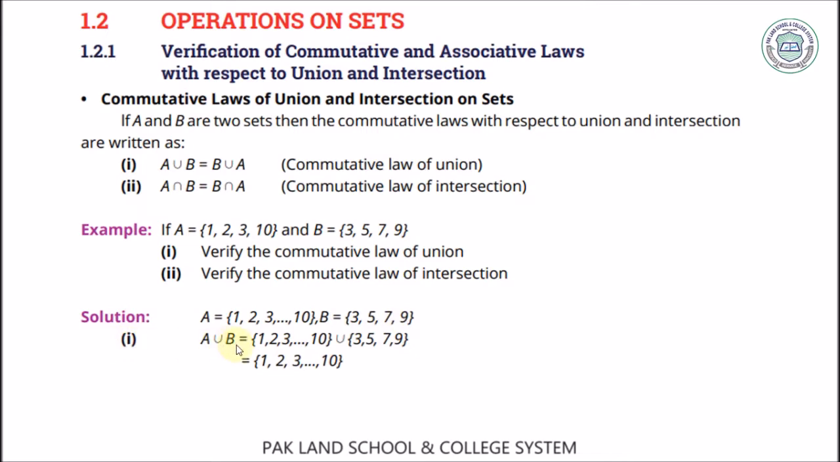A union B. First of all, we need to know what union is. Union of two sets A and B is a set which consists of elements of both A and B, with common elements represented only once. First we write set A, that is 1, 2, 3 up to 10, and union, which is the symbol of union, 3, 5, 7, 9 is set B, and we combine all the elements of both sets.